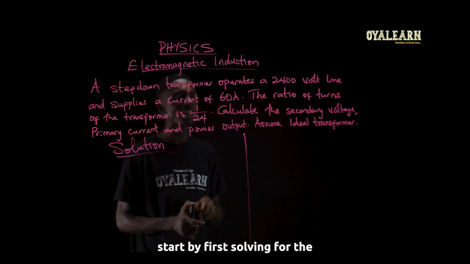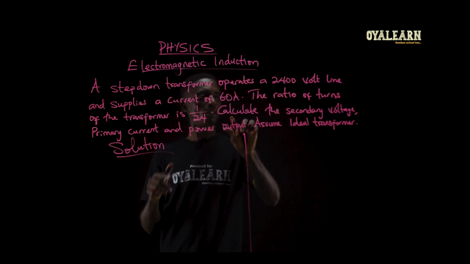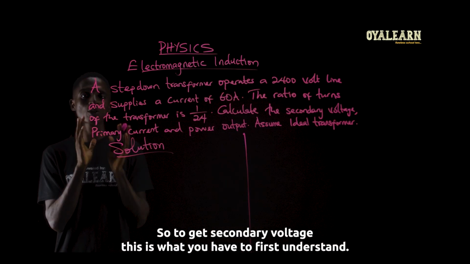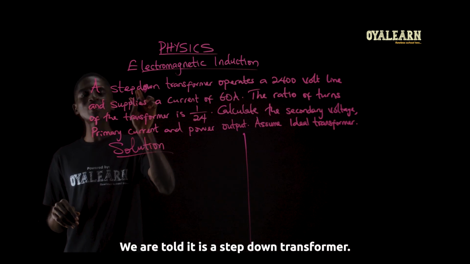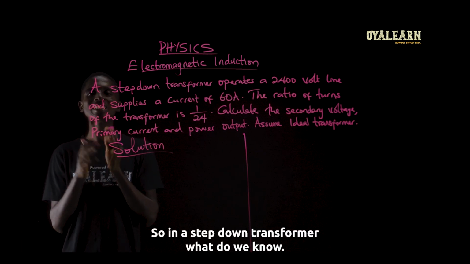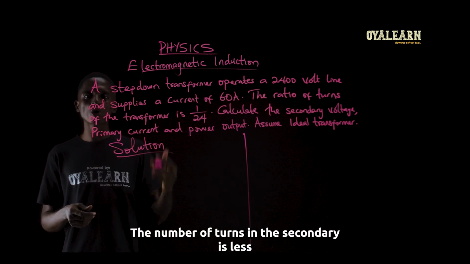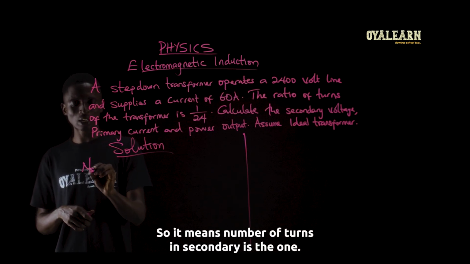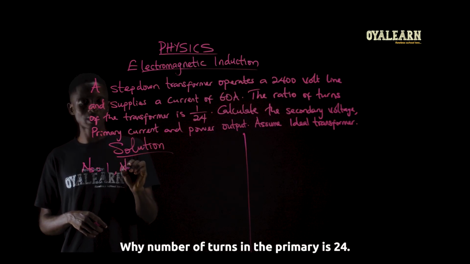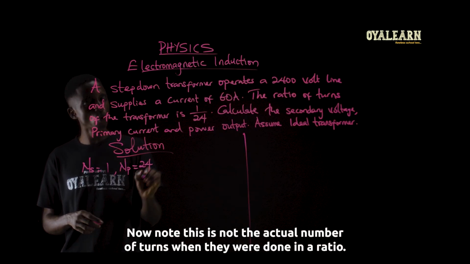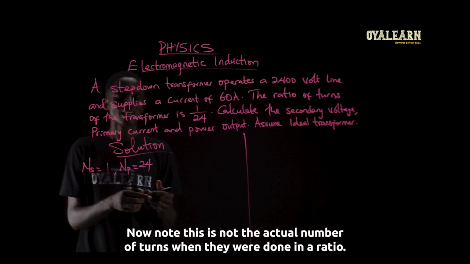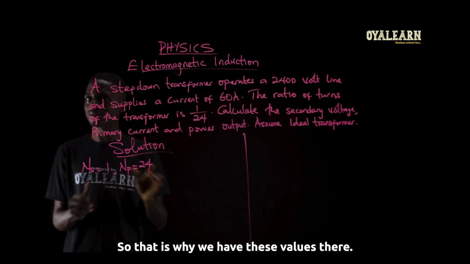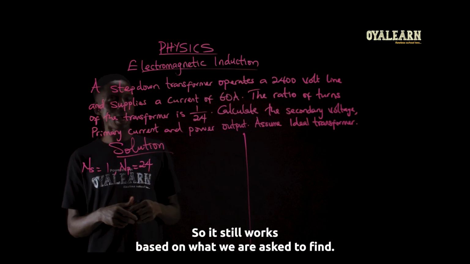Now, we're going to start by first solving for the secondary voltage. So to get the secondary voltage, this is what you have to first understand. Look at this. We are told it is a step-down transformer. So in a step-down transformer, what do we know? The number of turns in the secondary is less than the number of turns in the primary. So it means the number of turns in secondary here is the 1, while the number of turns in the primary is 24. Now note, this is not the actual number of turns. When they are reduced in a ratio, it brings you to 1 over 24. So that's why we have these values there. So it still works based on what we are asked to find.